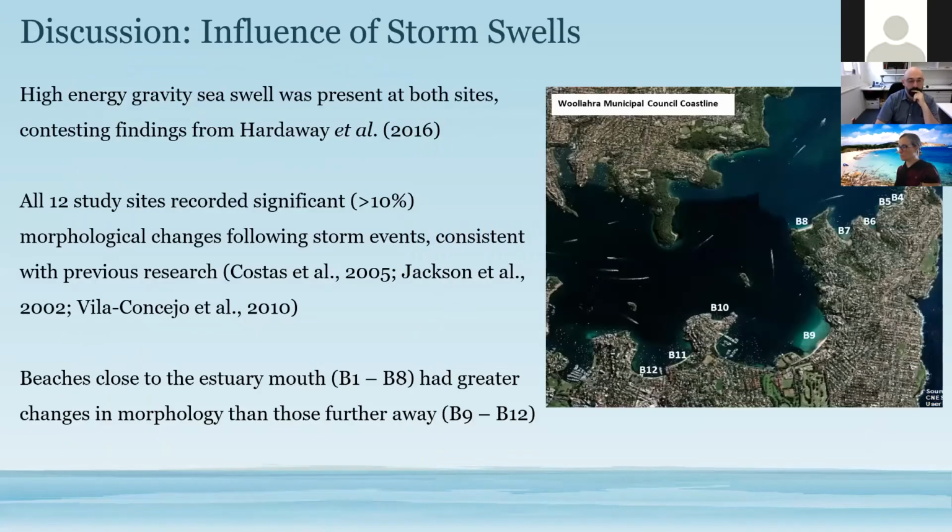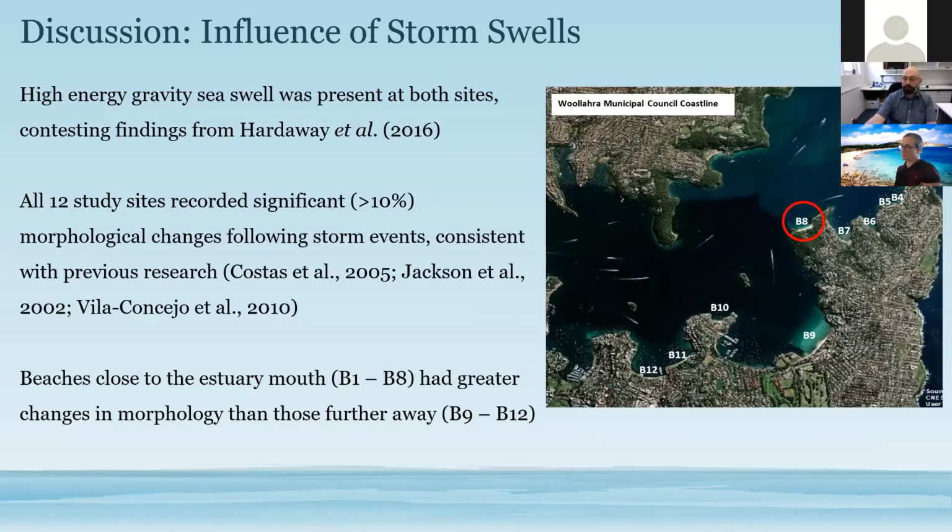Looking at the discussion of our first point, the influence of storm swells, Hardaway acknowledges that ocean swell is able to penetrate estuaries. However, they state much of this energy is lost as it progresses into the estuary. Spectra from the wave pressure sensors deployed at Camp Cove and Nielsen Park can test this, with high energy swell present at both sites during the July 27th storm.